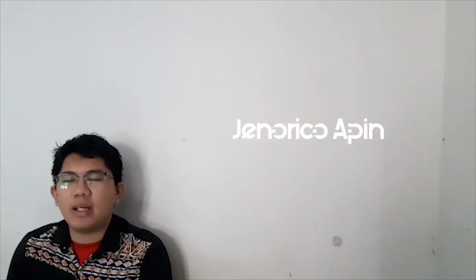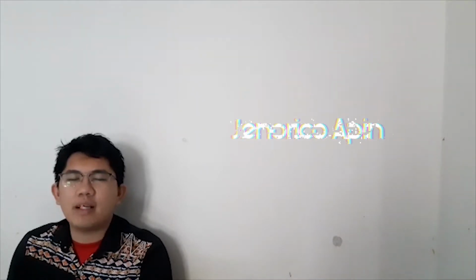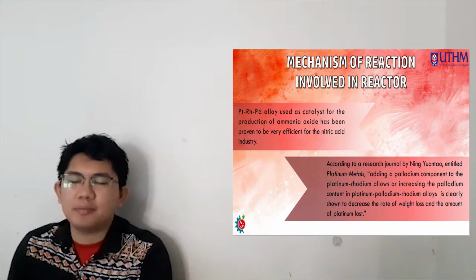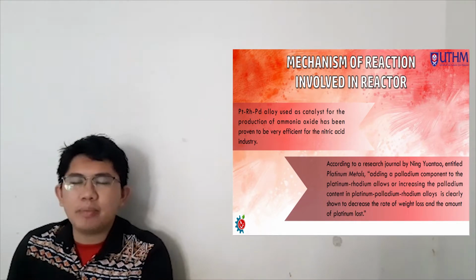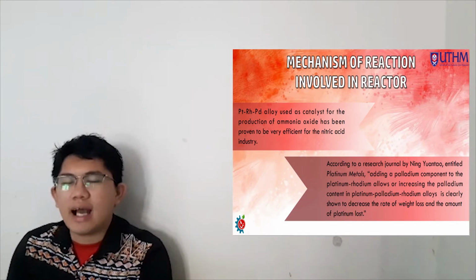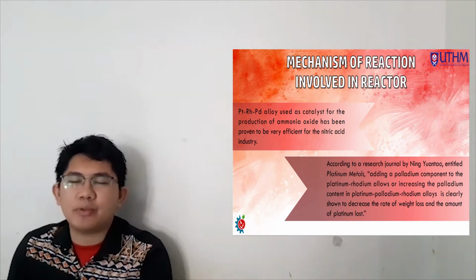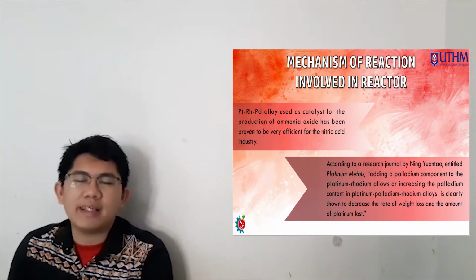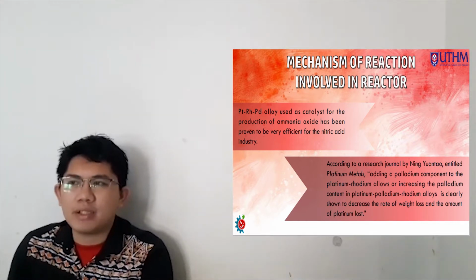This is January Abdul. I'm from Group 5, and now I will explain about the chemical mechanisms involved in the reaction in the reactor. The Pt-Rh-Pd alloy has been proven to increase the production of nitrogen oxide in the nitric acid plant.